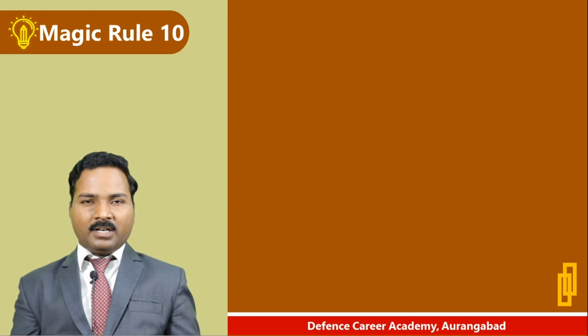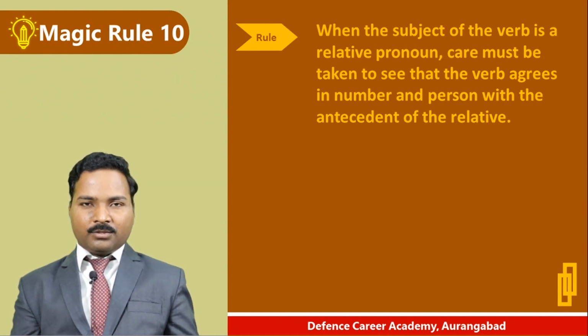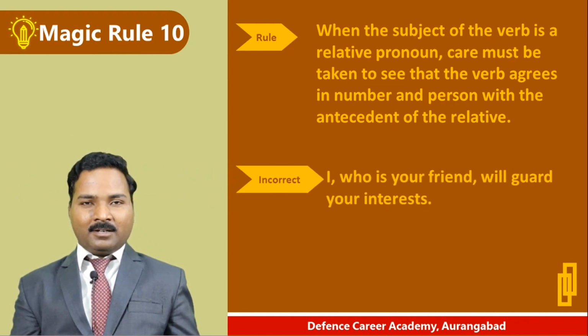So now let's learn the last rule in today's session. And this rule, as I told you earlier, all rules are based on subject-verb agreement. This rule is also dealing with subject-verb agreement. When the subject of the verb is a relative pronoun, you will have to take care that the verb agrees in number and person with the antecedent of the relative. Now let's learn what is the antecedent of the relative.